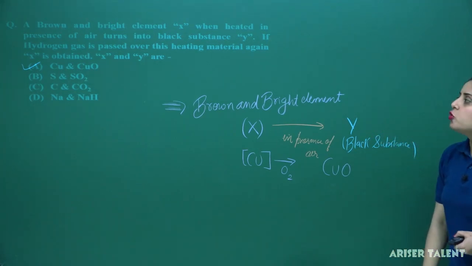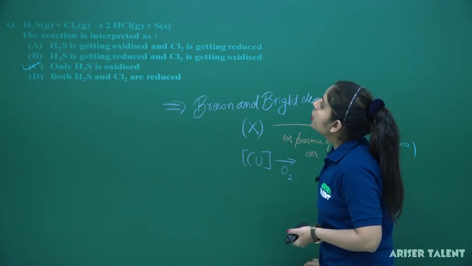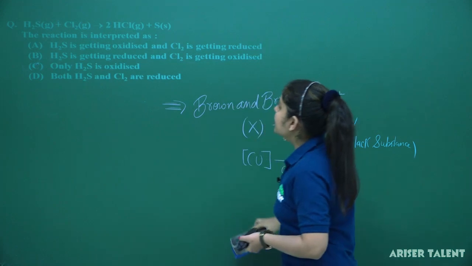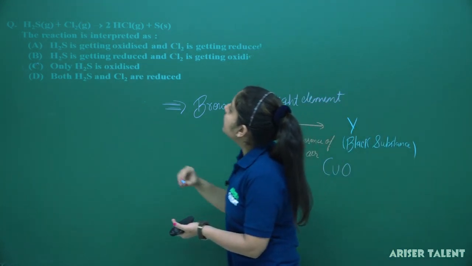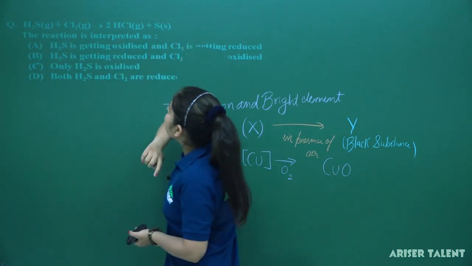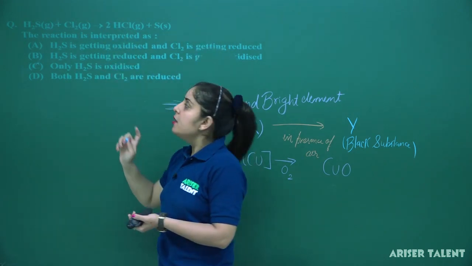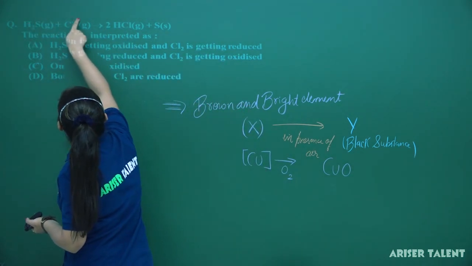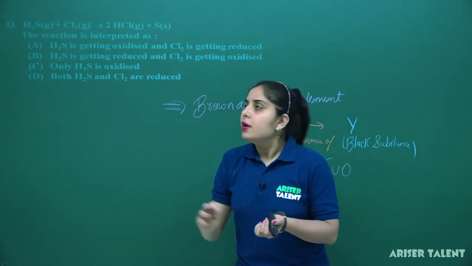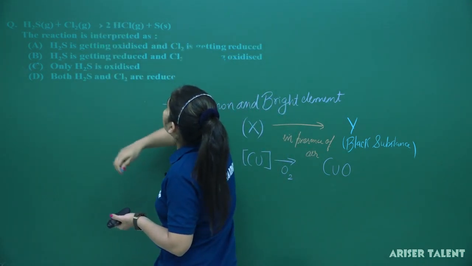Now we are on our next question. H2S plus Cl2 gives 2HCl plus S. The reaction is interpreted as. So look at here, what we can see in this equation. H2S will give HCl as Cl2 combines with hydrogen and sulfur is eliminated from the reaction. So it means there is an addition of an electronegative element and a removal of sulfur, which is electropositive.